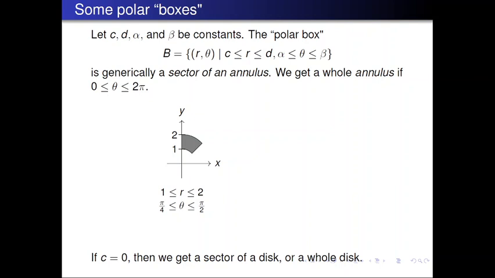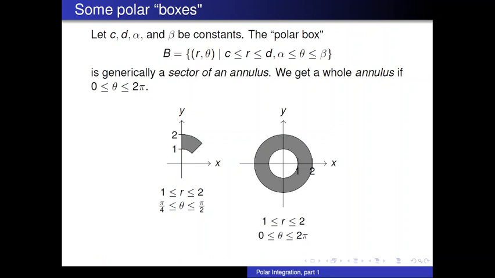I think the next picture is probably a whole annulus. Yes, it is. Okay, so it's the same radii, 1 and 2, but now we'll let theta vary from 0 all the way around to 2 pi. So this is what's called an annulus. If you want to impress your friends and scare your enemies, you can say that word, annulus.